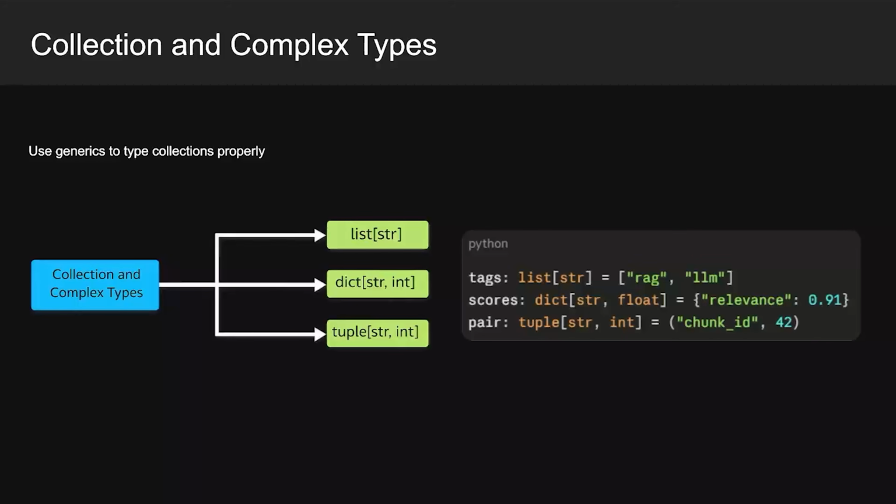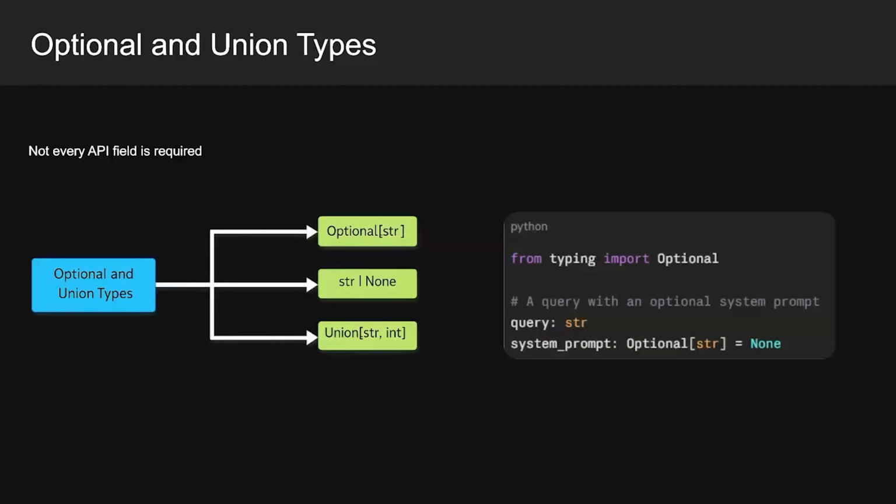Not every field in your API will be required. A user might send a query without a system prompt. A request might omit certain configuration values. For these cases, you use Optional. Optional[str] means the value is either a string or None. In modern Python 3.10 and above, you can write this as str | None directly. Union goes one step further and lets you accept multiple types for a single field. In practice, Optional is something you will use in almost every Pydantic model you write in this course.